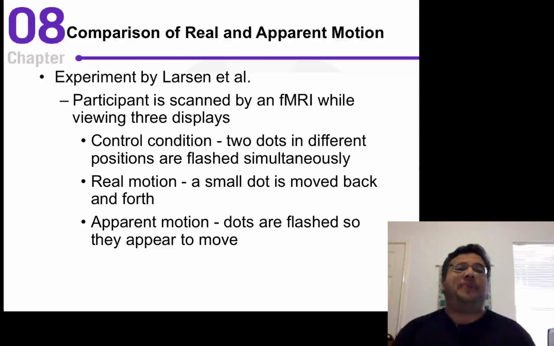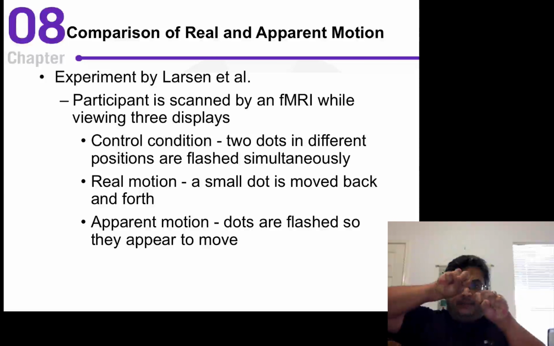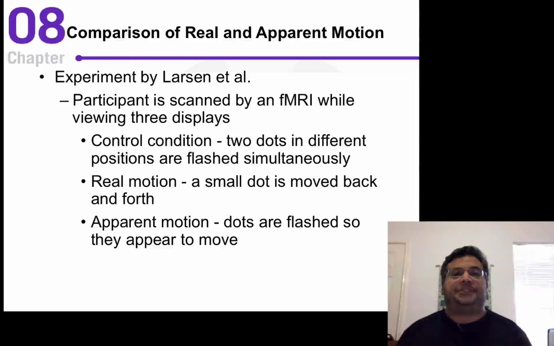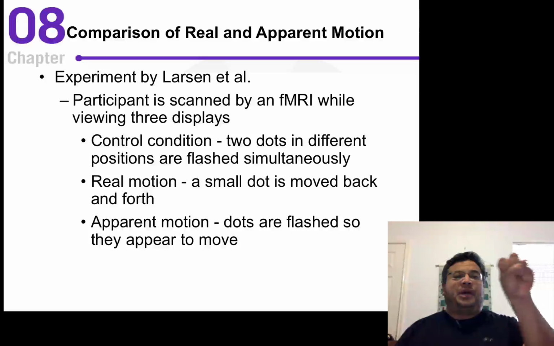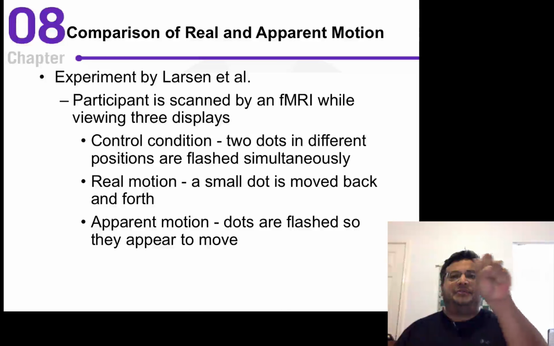So he put people into an fMRI, which is our favorite tool to use, and had them look at three things. First, the control group was looking at two dots in different positions, and they're flashed simultaneously. So I'm looking at the screen, and then boop, boop, the dots flash. Real motion is where the screen showed a dot, and the dot was actually moving back and forth. So there was no flashing. The dot was simply moving back and forth like this.